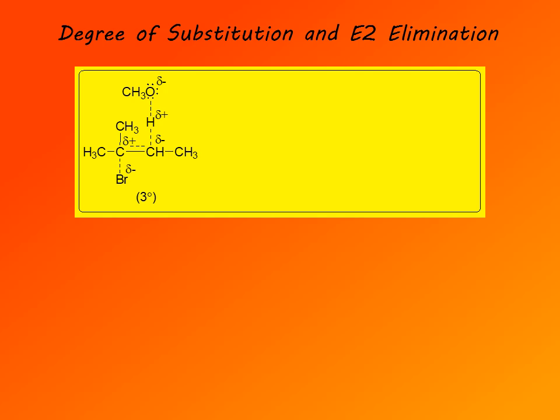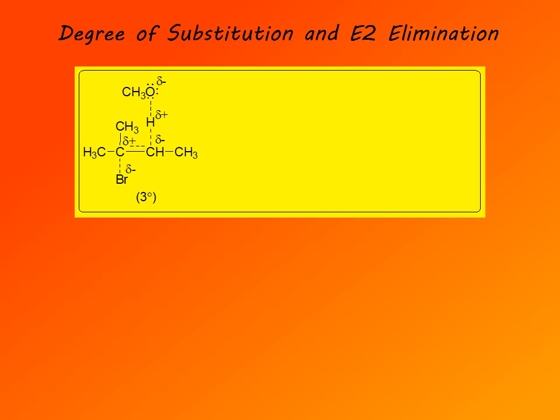So for that reason, steric hindrance is actually not very important. The fact that this is a tertiary alkyl bromide is not really important because the reagent, in this case the base, does not approach the tertiary carbon.